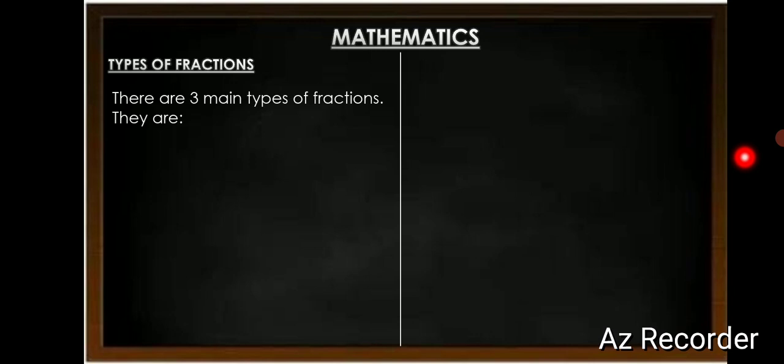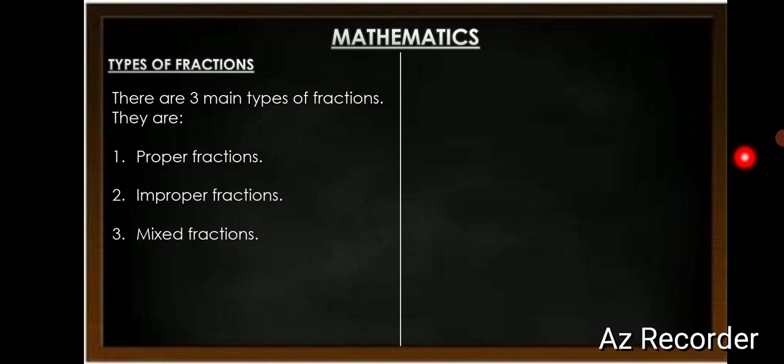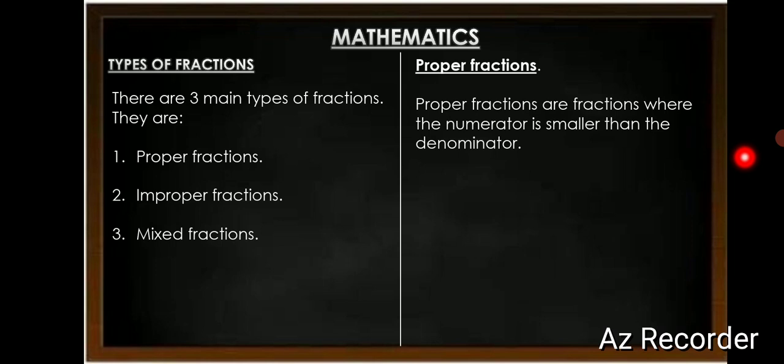Now, types of fractions. There are 3 main types of fractions. They are proper fractions, improper fractions, and mixed fractions. Now, what are proper fractions? Proper fractions are fractions where the numerator is smaller than the denominator. With some examples given, we have 3/7. We can see that the numerator is smaller than the denominator. We have 5/9. We can see that the numerator, 5, is smaller than the denominator. And we have another example, 53/99. We can see that 53 is smaller than 99.